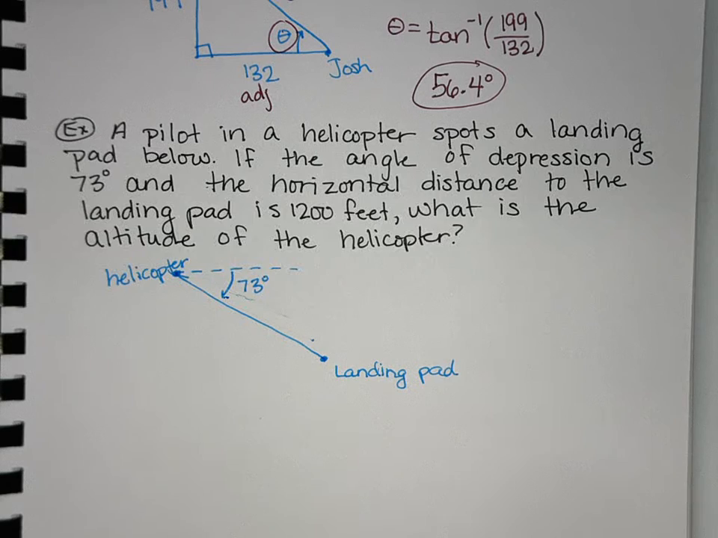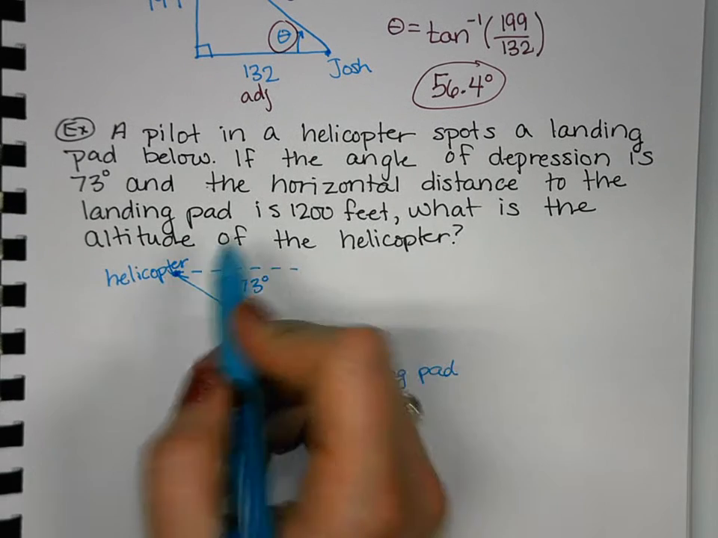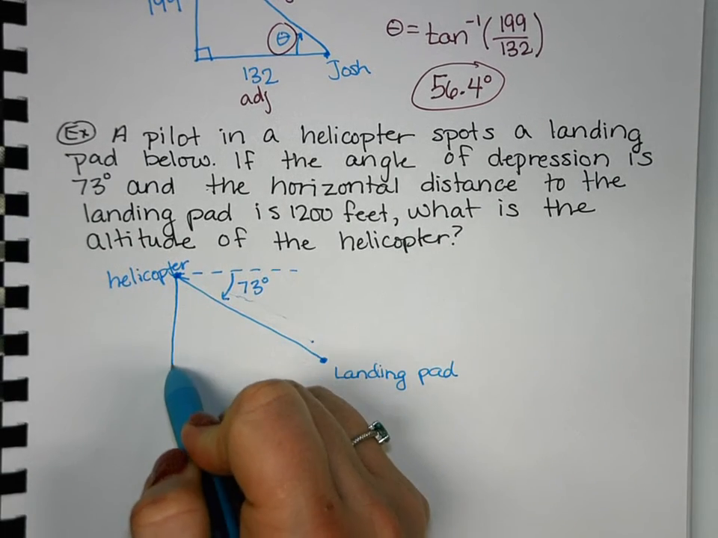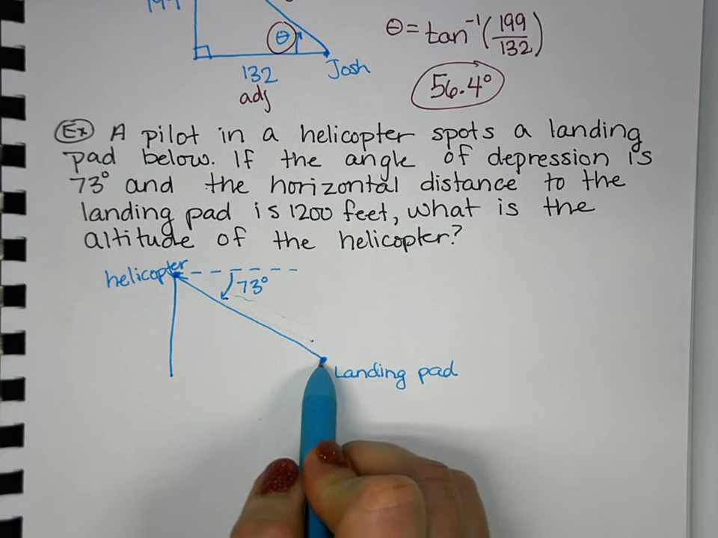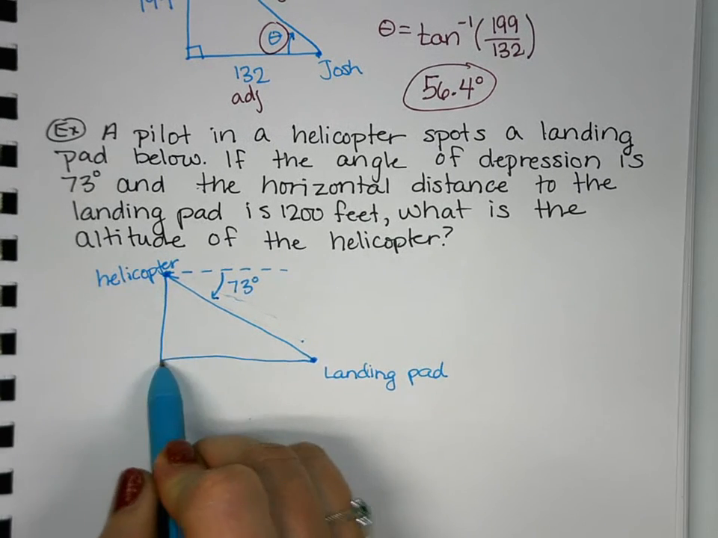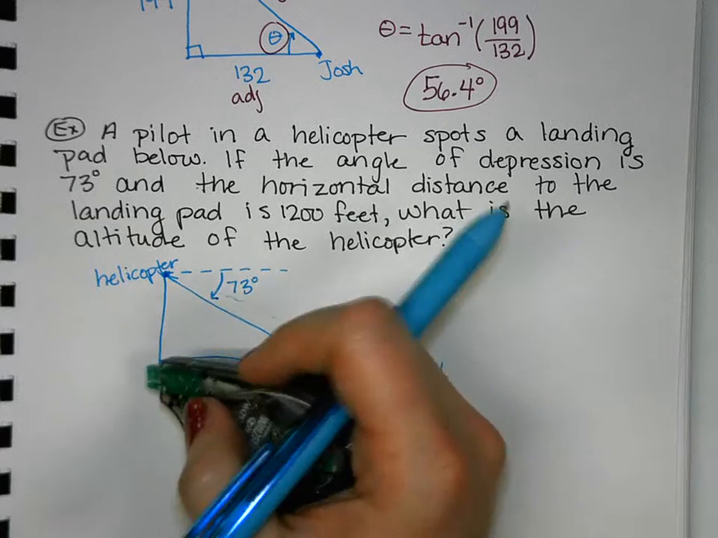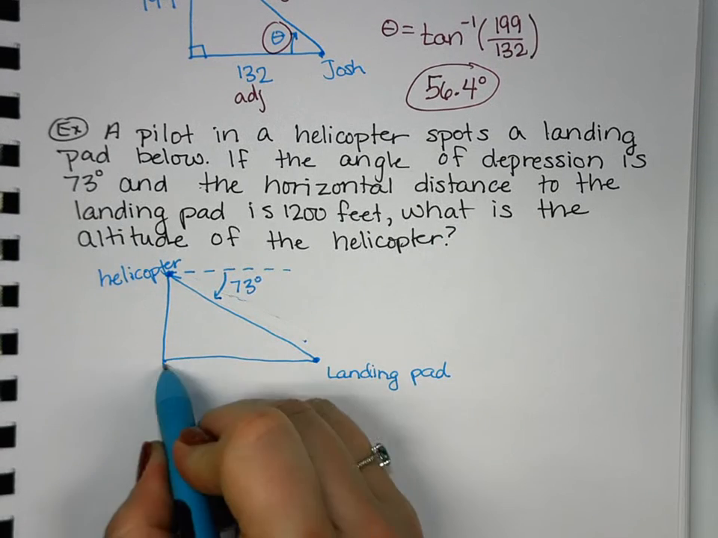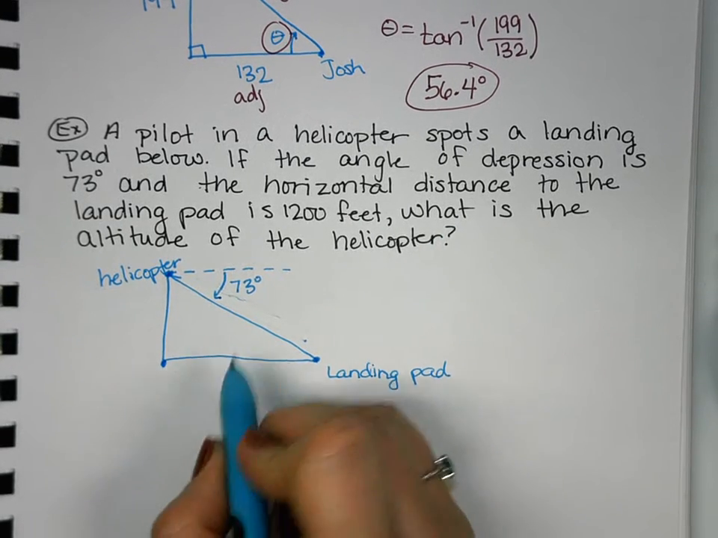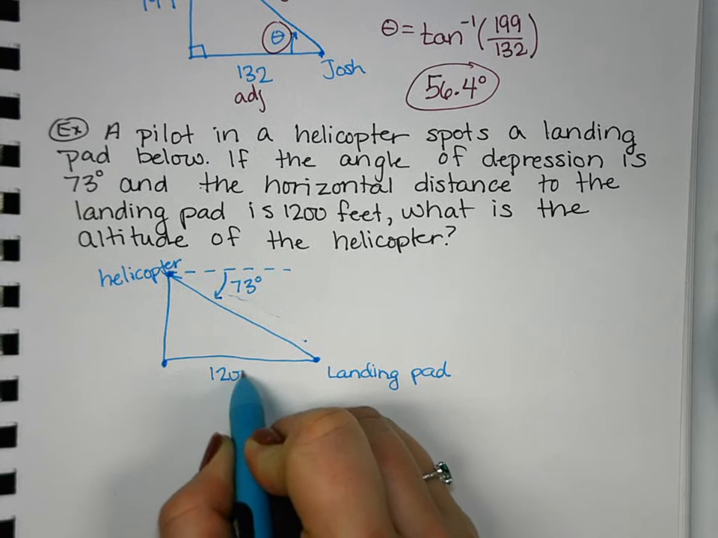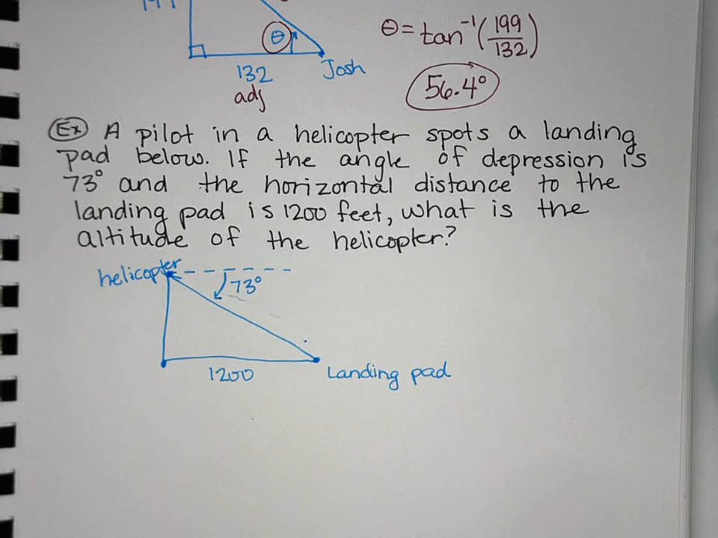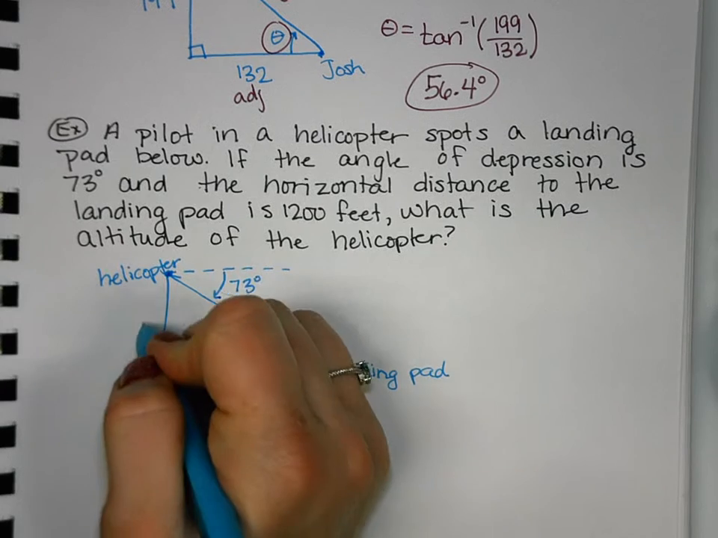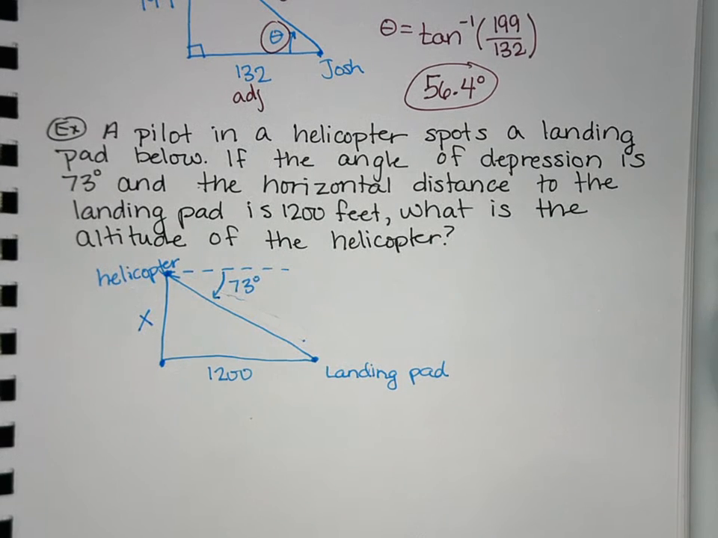Okay, and the horizontal distance to the landing pad. So if we were to take where the helicopter currently is and draw a line straight down, the distance between this point on the ground of where the helicopter currently is and the landing pad is 1,200 feet. What's the altitude? Altitude is another word for height of the helicopter.